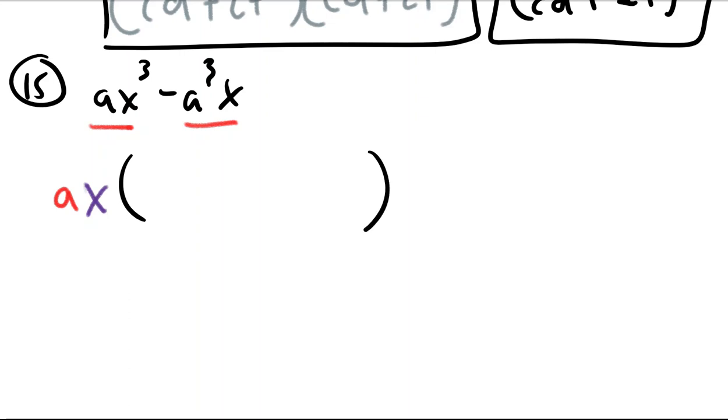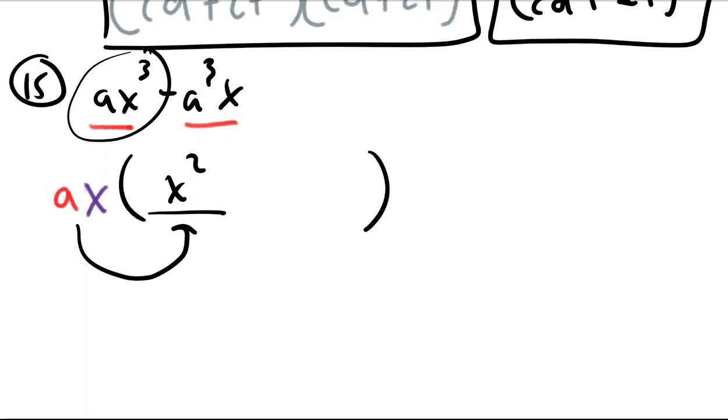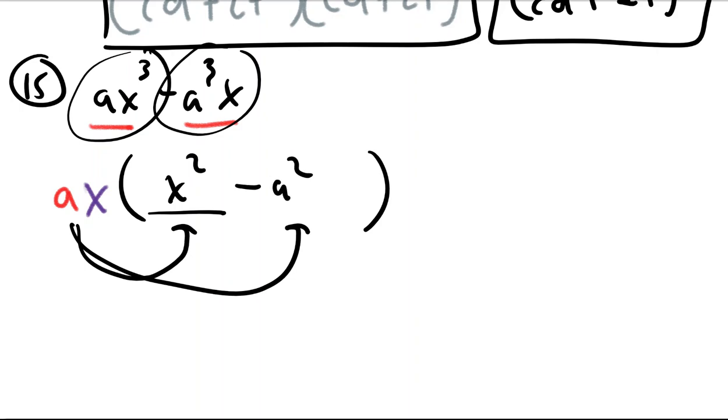So factoring out a GCF is like undistributing. So I got to think about, if I distributed this to the first part, it needs to give me all of that. So I still need an x squared. And if I distribute it to the second part, it needs to give me that. So an a squared. And now it is factored.